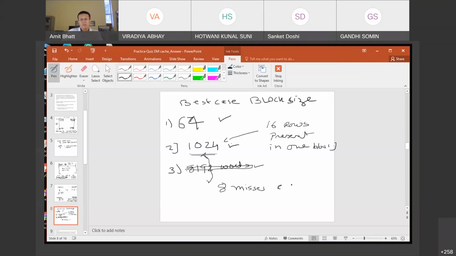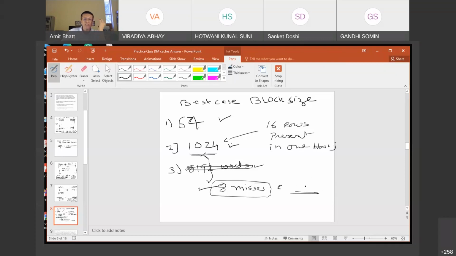And I will have a large number of hits, 8192 minus 8. So whatever that number is, that many hits. Right? So I have just 8 misses. This number is more important because the lesser the number of misses, the better it is for us. So there will be only 8 misses.